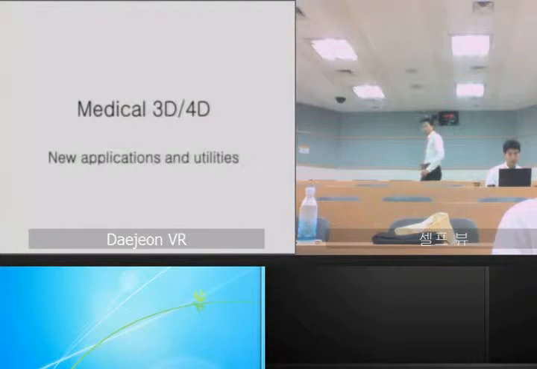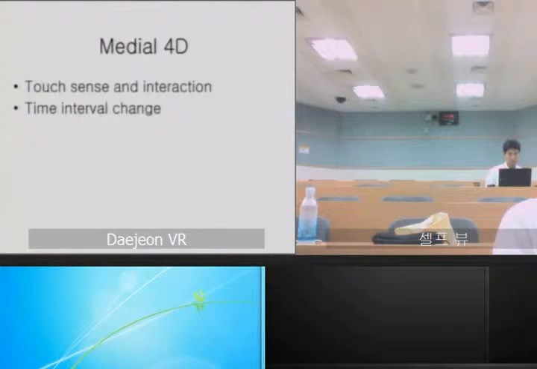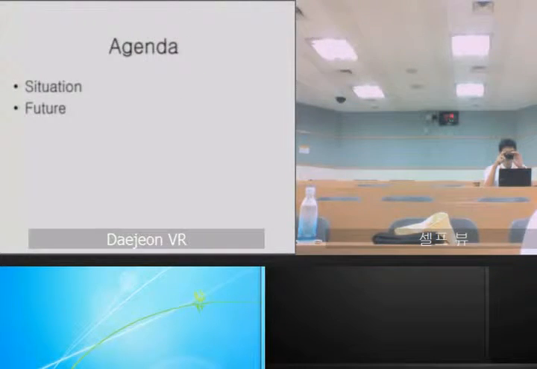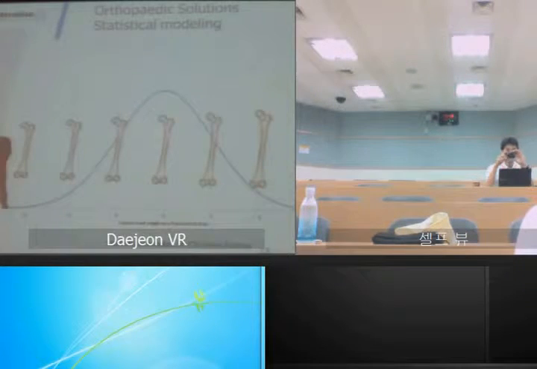And my topic is new application and utility of 3D and 4D. What is medical 4D, not medical 3D? It contains touch sense or interaction, and additionally, time interval change information is contained. We call it medical 4D. I will tell you from the current situation and the future dream. Yes, I caught this picture from the materials company's presentation.